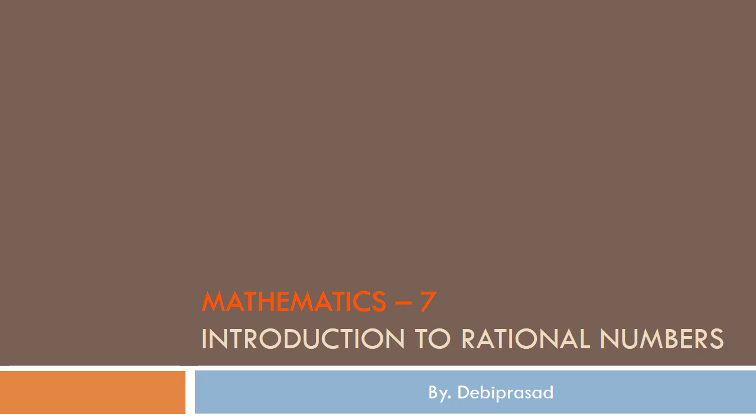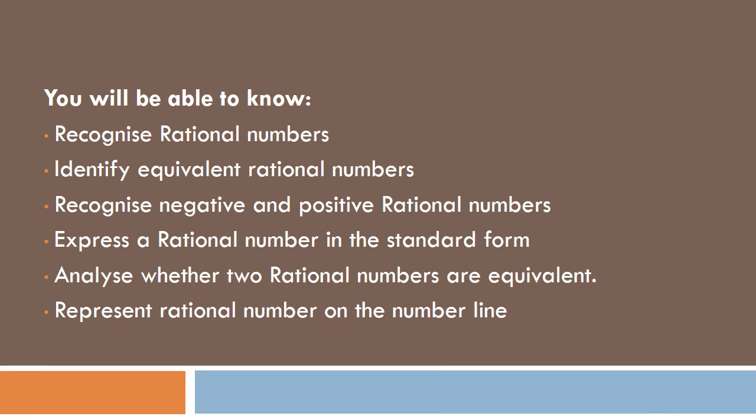Today, I will explain you all about chapter number 2, that is Introduction to Rational Numbers. In this chapter, you will be able to recognize rational numbers, identify equivalent rational numbers, recognize negative and positive rational numbers, and express a rational number in the standard form, analyze whether two rational numbers are equivalent or not, and finally represent a given rational number on a number line.